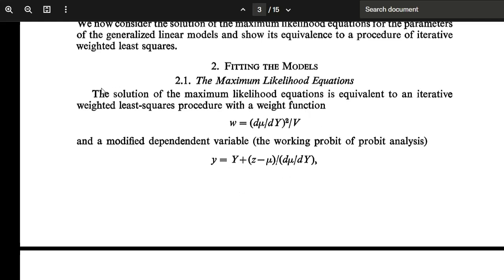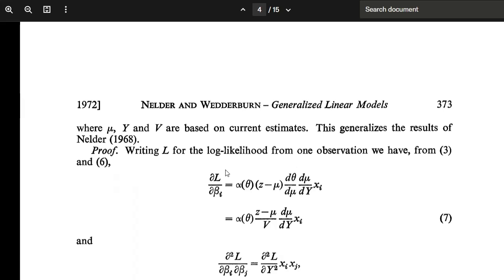Okay, so reading through this first paragraph here, they're saying something about the maximum likelihood equations being equivalent to an iterative weighted least squares procedure. And then they continue to go on, and then there's a proof. So this is actually where I want to spend my time right now on this video. Let's just talk about this first part of the proof, equation 7.